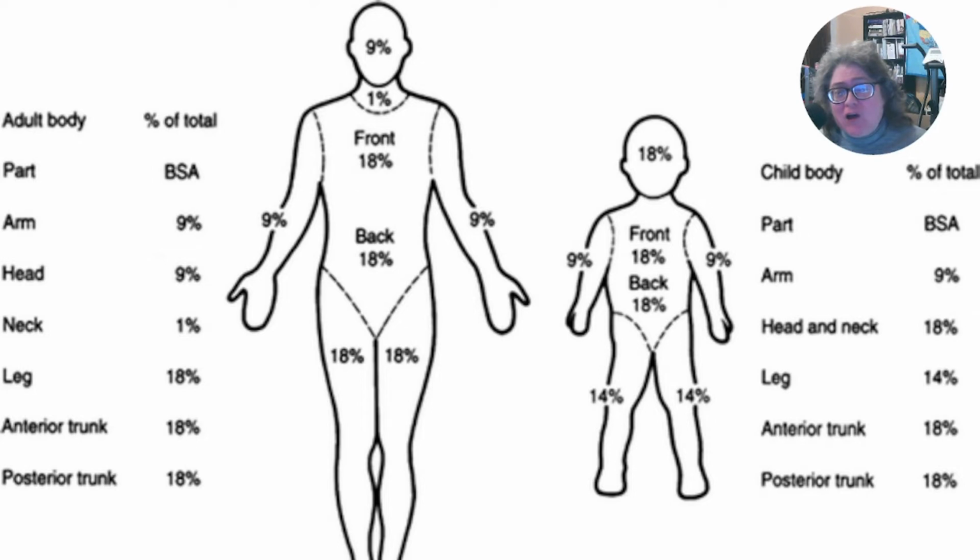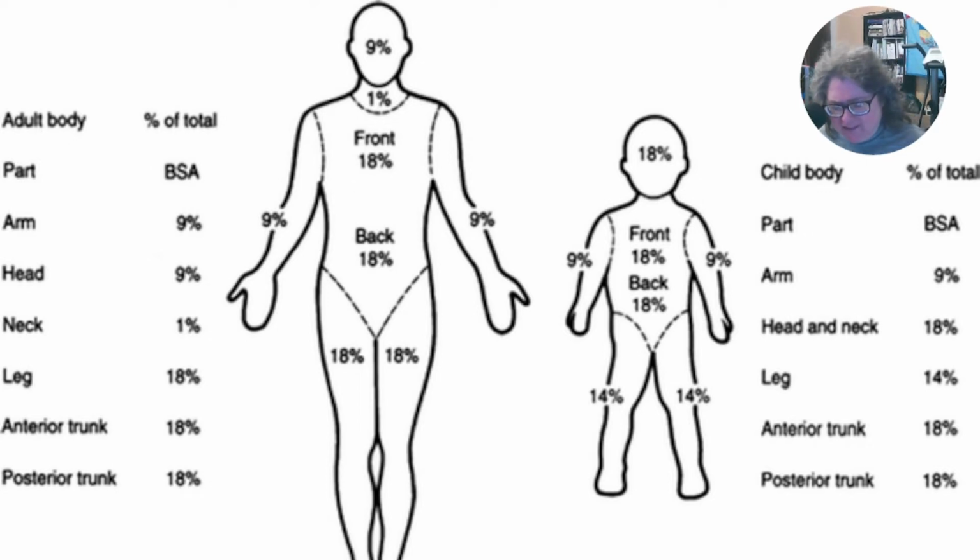I love this chart, but I can see that usually the neck is not 1%, okay? They usually have the head and neck at 9%, so write that down. Head and neck constitute 9%, okay? That's the only difference on this chart. And the groin area, or the perineum area, is 1% for both the child and the adult. Okay? So let's do this.